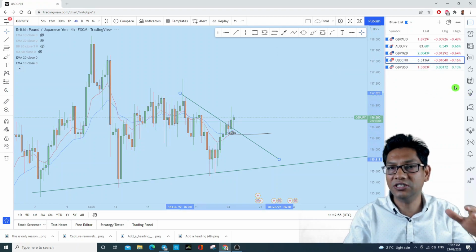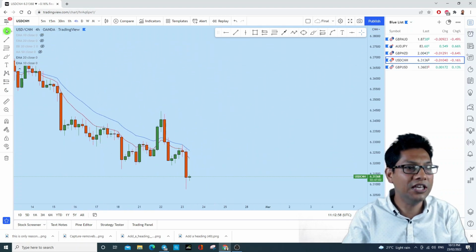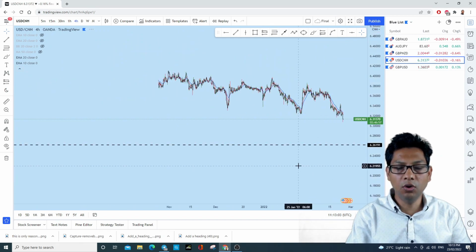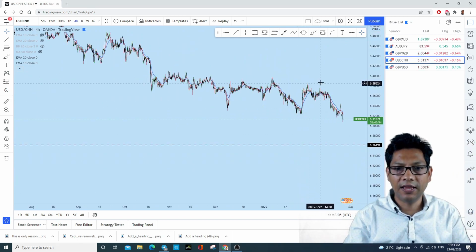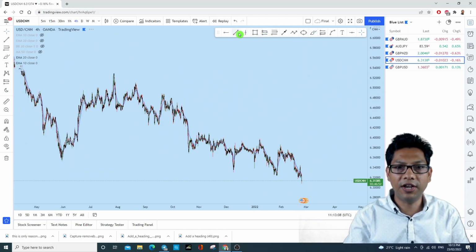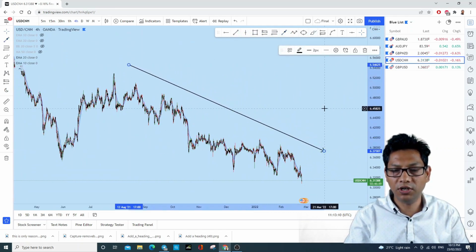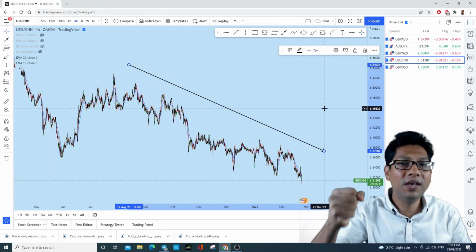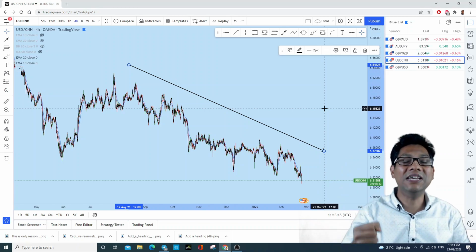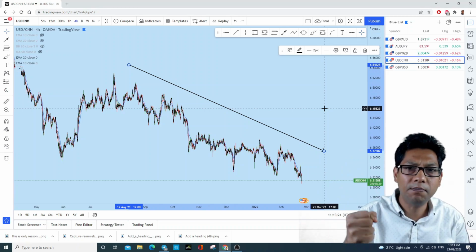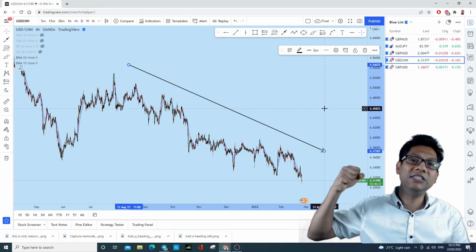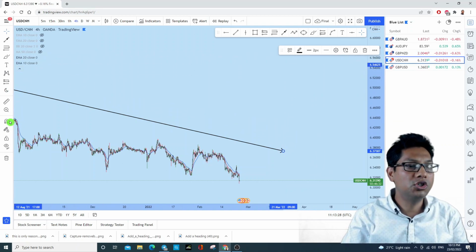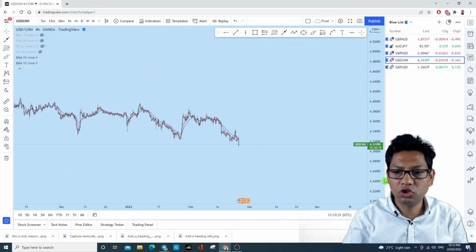USD CNH has another trading opportunity. See on the 4 hour, overall, it's a clearly visible downtrending market. You can see there is no question about it. It's creating a series of lower highs and lower lows. You always first need to see the trend. This is the most important part of your trading. Remember, trend is your friend. Always trade with the trend to catch a big move. So USD CNH is in a strong downtrend.